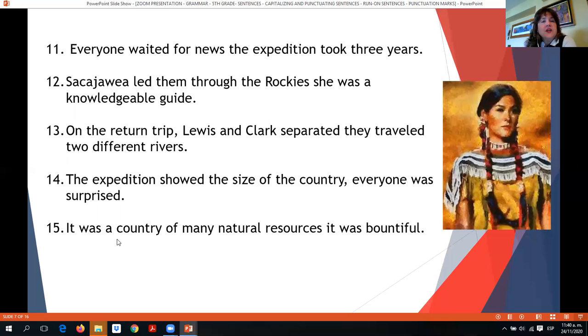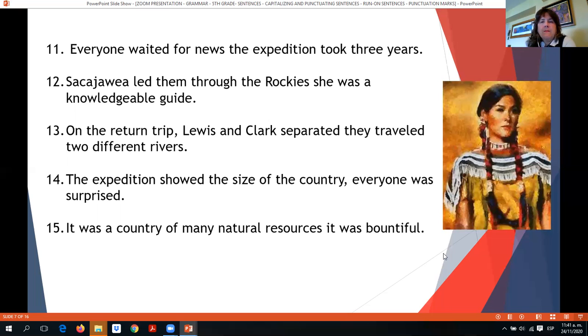Number 15, it was a country of many natural resources. It was bountiful. We have two ideas. It was a country of many natural resources, and the second idea, it was bountiful. So you could separate them into two sentences, or you can rewrite it as a compound sentence. Separating them into two sentences, we'll say it was a country of many natural resources, period. Then you capitalize the I and say it was bountiful. Or you could rewrite it like it was a country of many natural resources, comma, and it was bountiful.